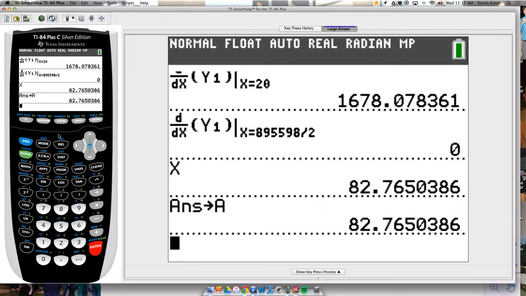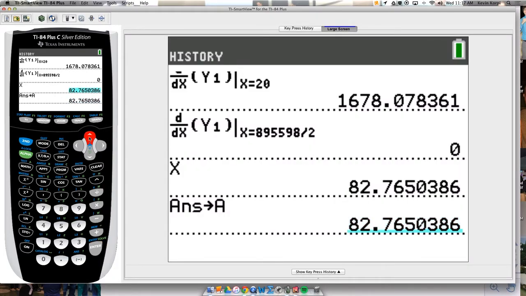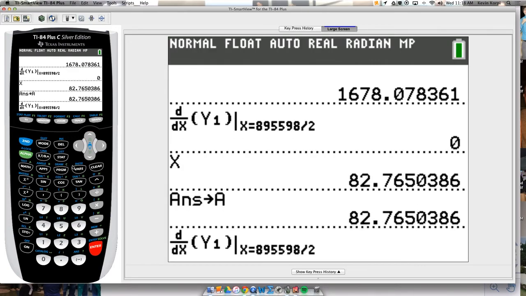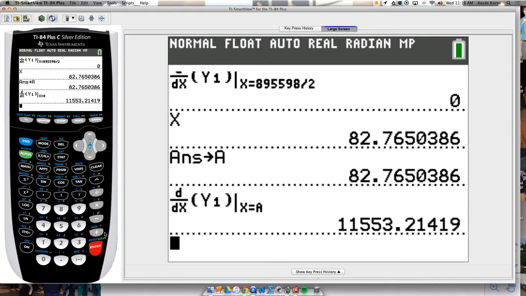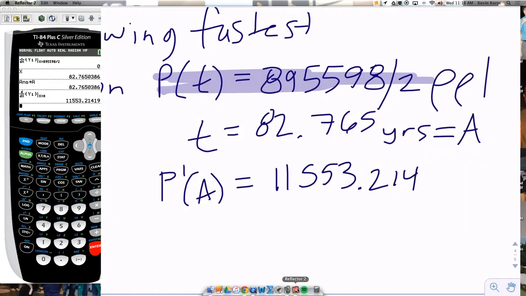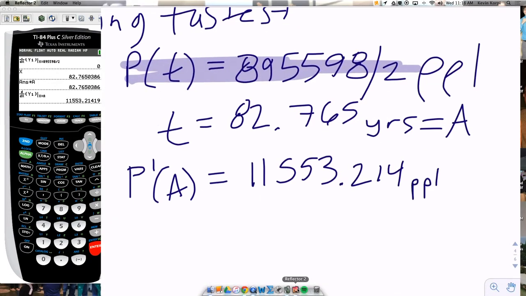And then on your calculator, this is what you want to do. You want to come back and find the derivative not at the y value, but at the x value, which you could now just hit alpha A. Let me delete all that. Alpha A. And that number makes a little bit more sense. 553.214. And what would the units be? People per year.